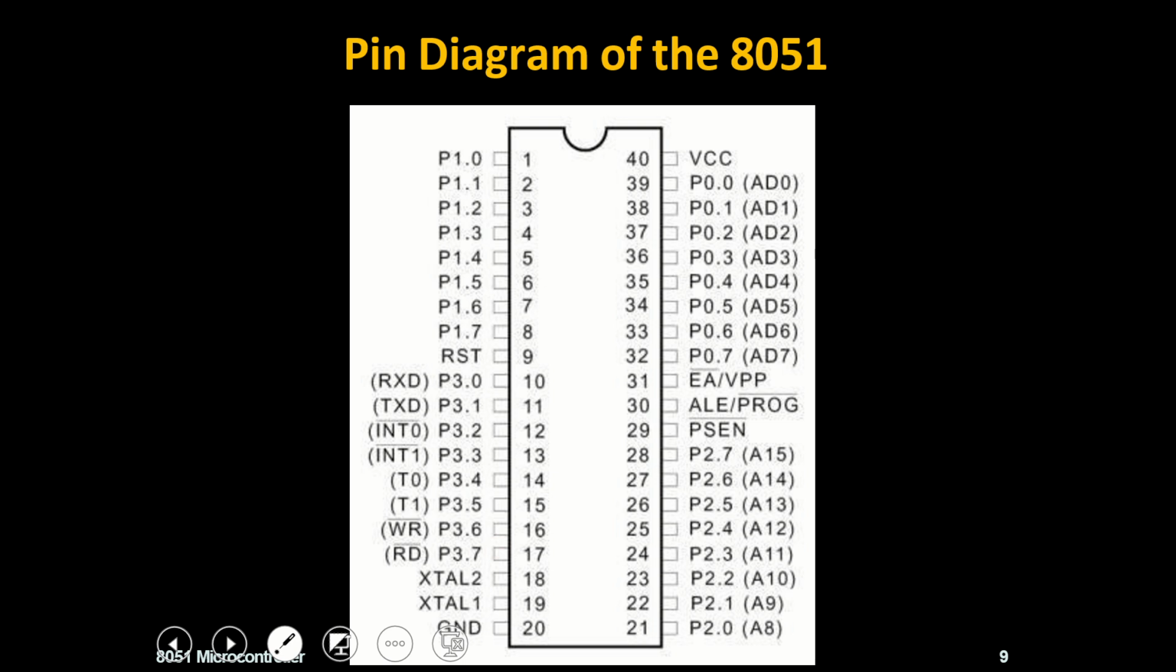Then crystal 1 and crystal 2. These two give the supply to the oscillator which is embedded in the 8051. Then the reset signal, that is used to reset the activities of the 8051 and also clear the memory whenever we need it.